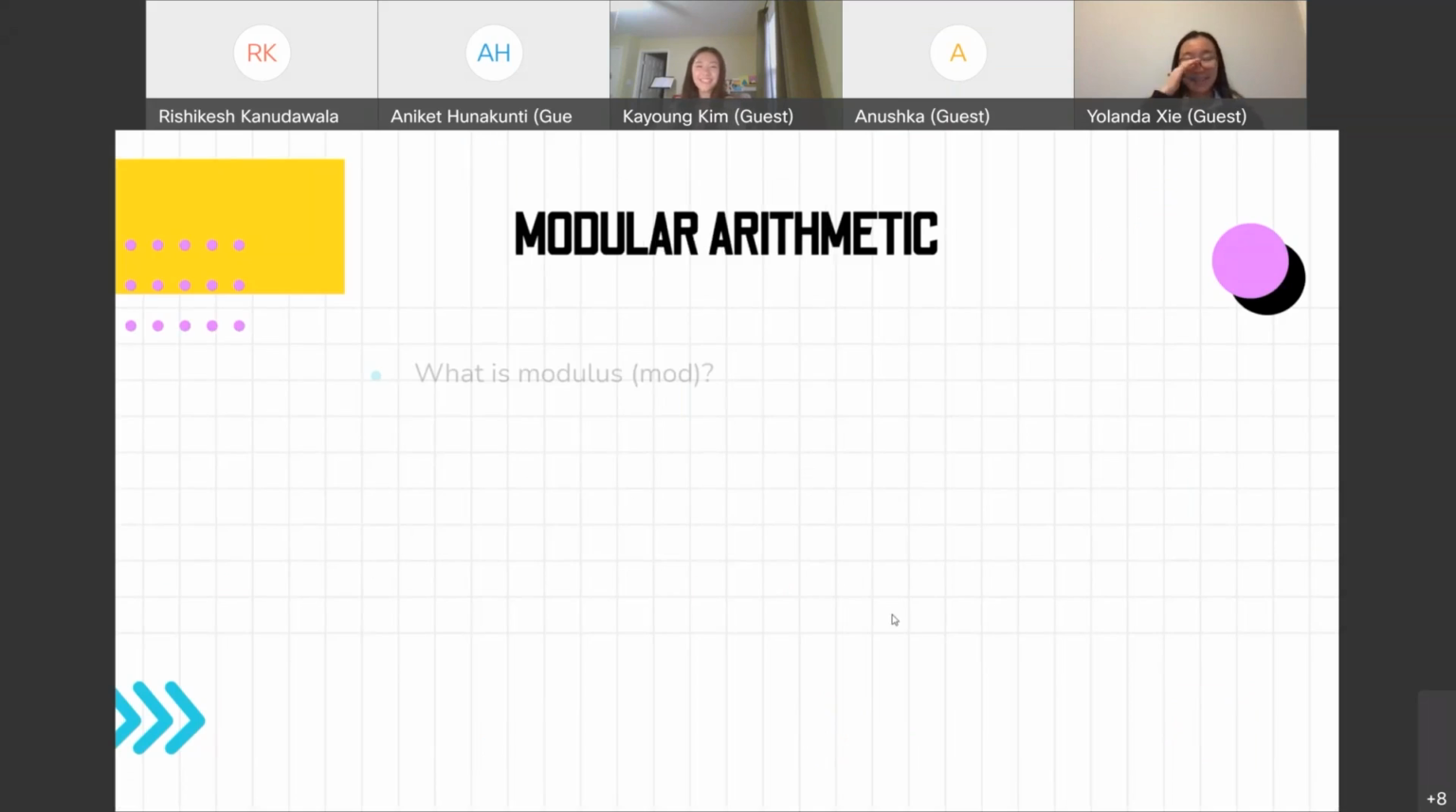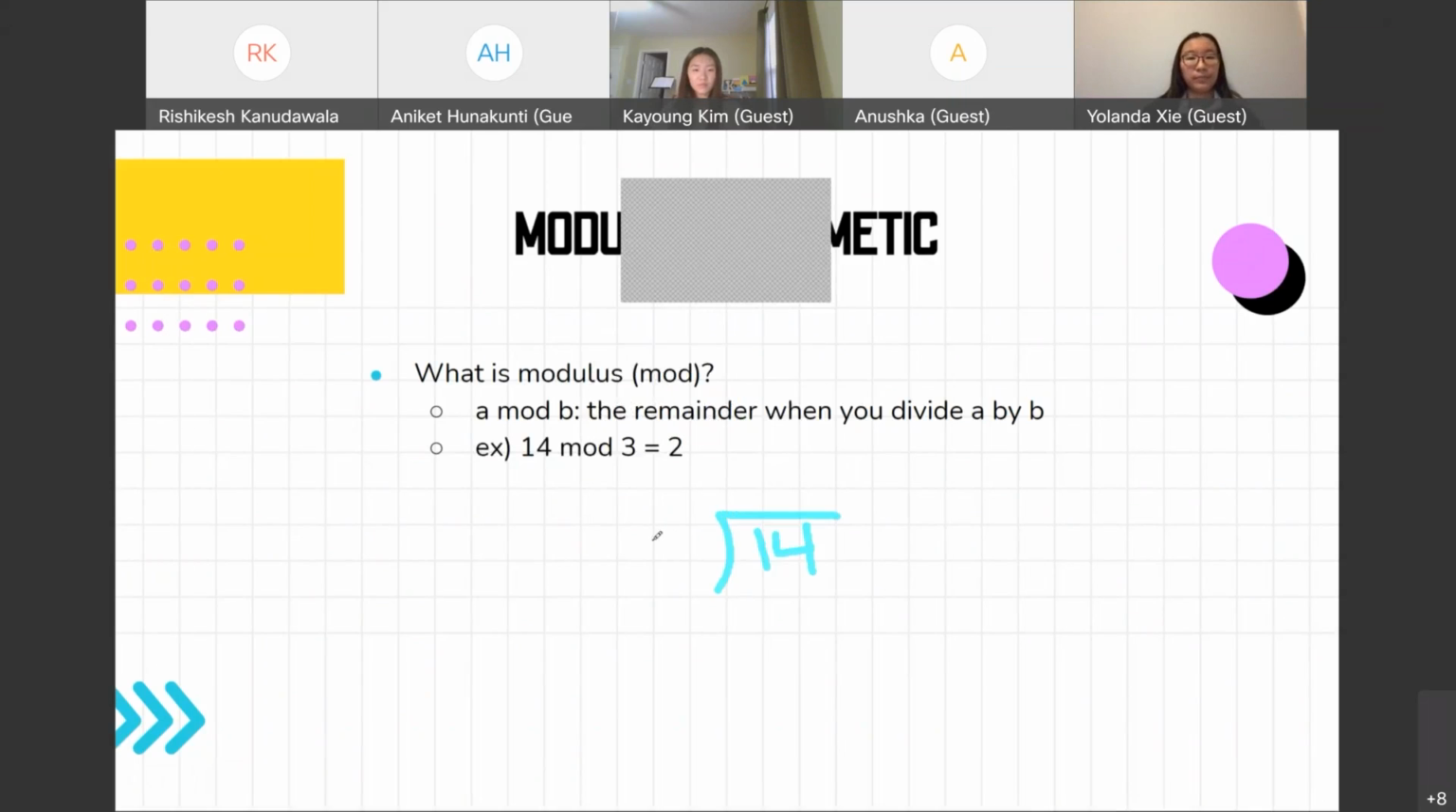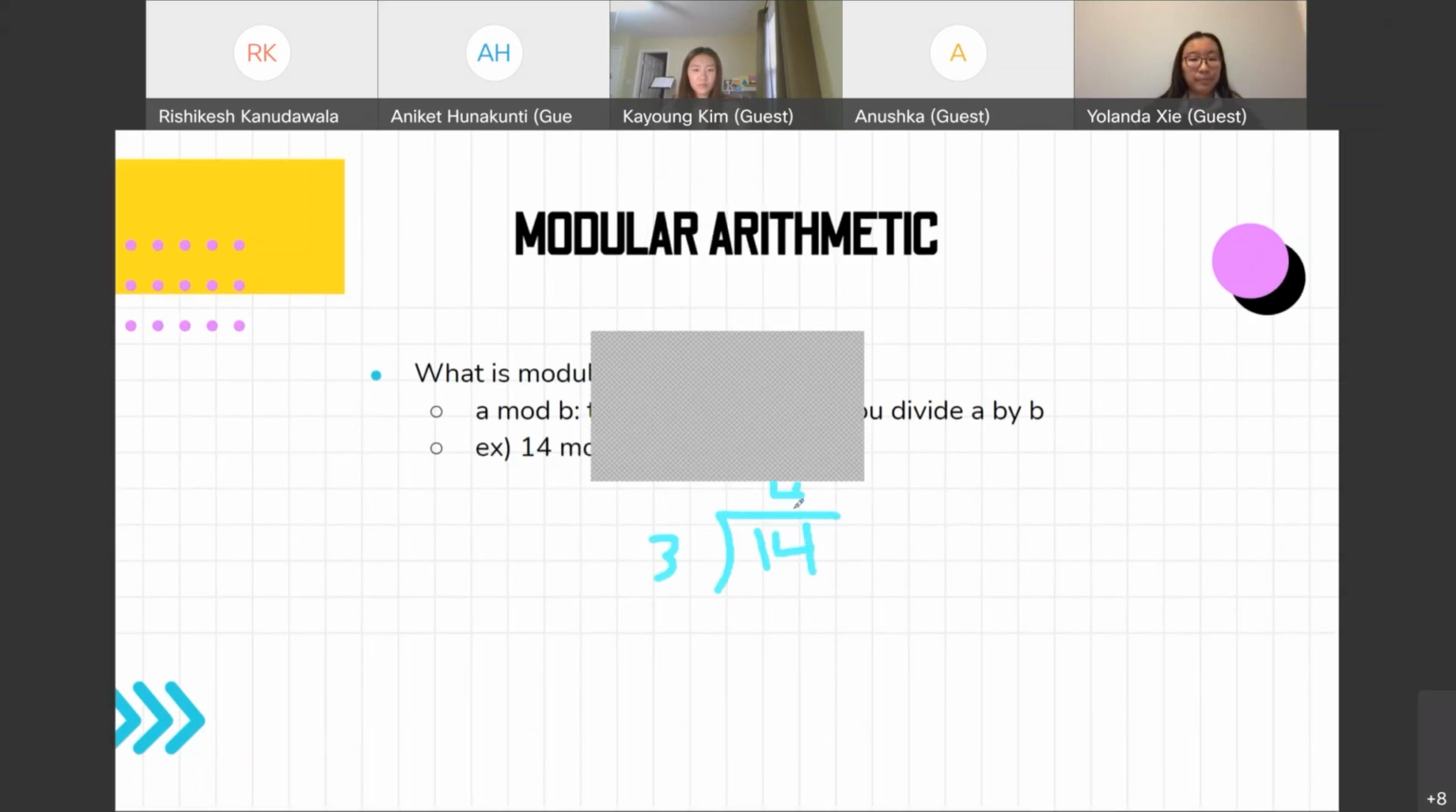Okay, so we're going to start with the simple part of modular arithmetic. First, there's going to be a term called modulus, which we're going to shorten to mod. So, for example, if you say A mod B, then the answer would be the remainder when you divide A by B. So just remember mod equals remainder. And so 14 mod 3 equals 2, because 14 divided by 3 is 4 with the remainder of 2, right? Because 3 times 4 is 12, and then you just have 2 left over. That is your answer for 14 mod 3.